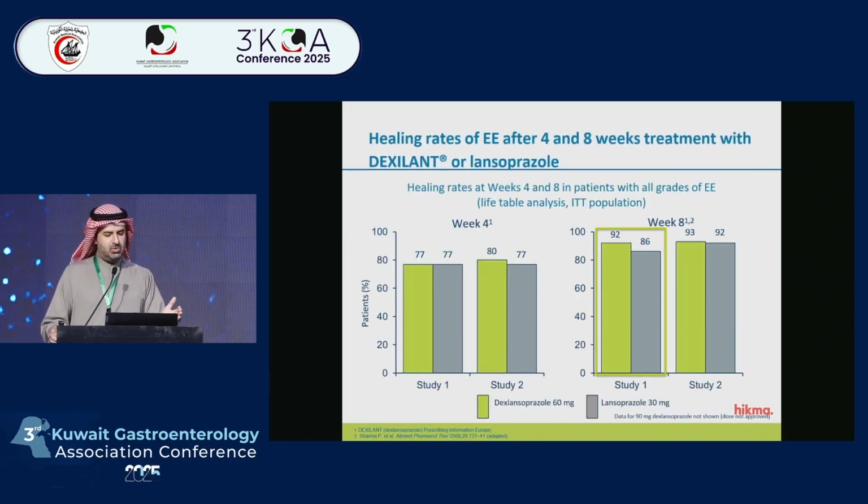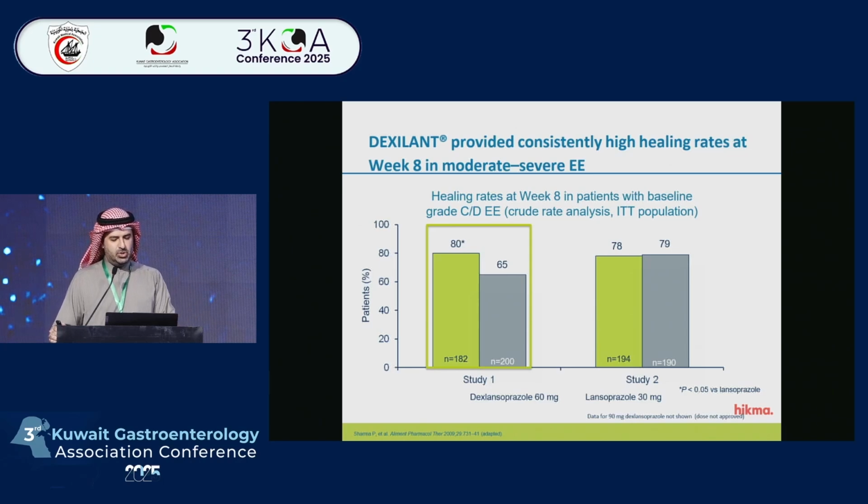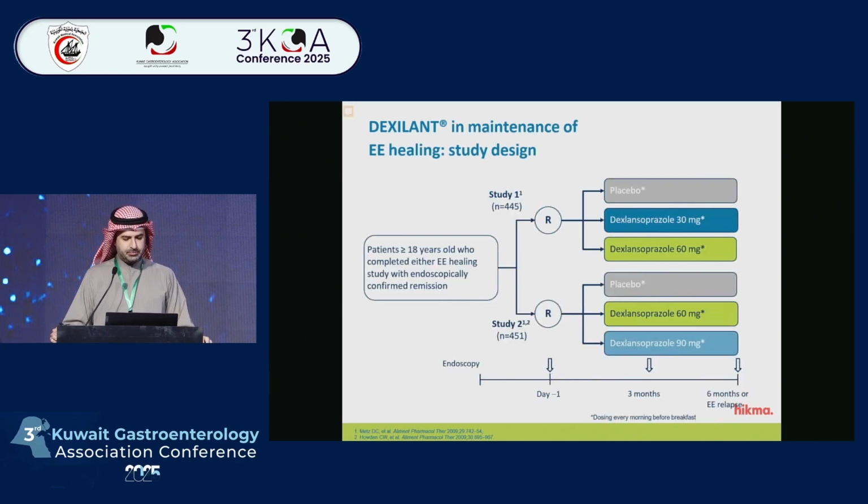And as you can see here, although initially they were equivalent to lansoprazole, at week 8 there's superior healing in patients on Dexilant compared to lansoprazole. And out of this cohort, around 30% had that difficult to treat erosive esophagitis, a more refractory population that is more challenging to treat. And I think that's where it shows: in that particular group, there's a significant delta between lansoprazole and Dexilant.